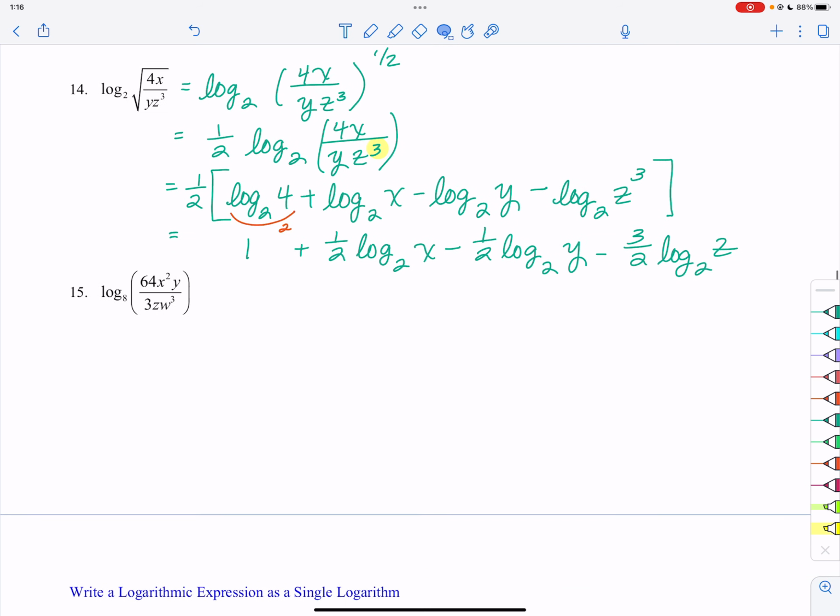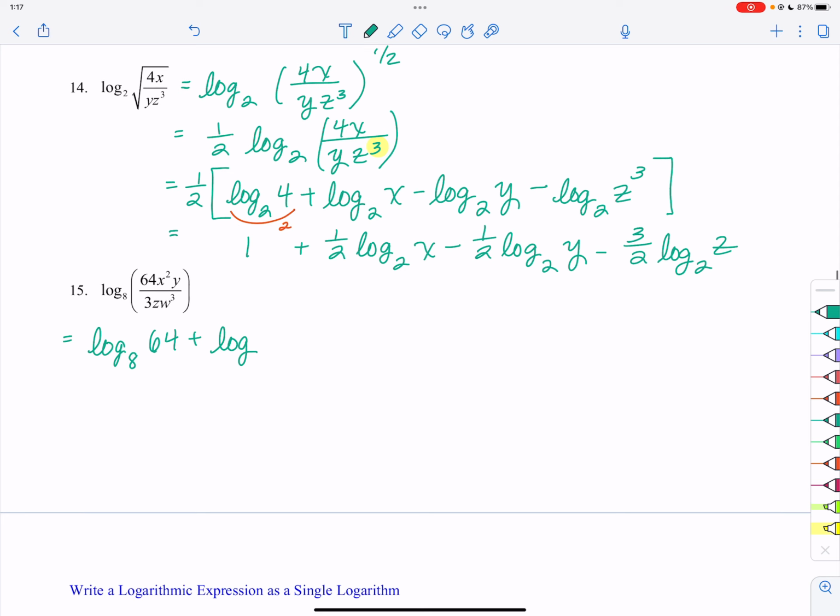Okay, let's look at number 15. And in number 15, we have the log of a quotient first. So that's equal to the log base 8 of 64 plus the log base 8 of x squared plus the log base 8 of y. Now let's subtract all of these terms. These are all negative terms.